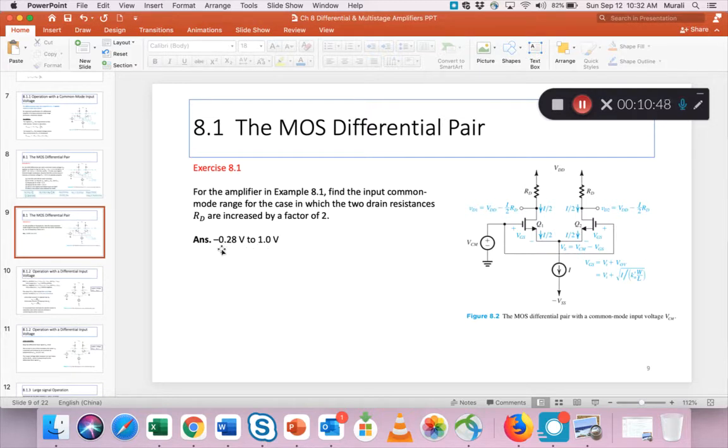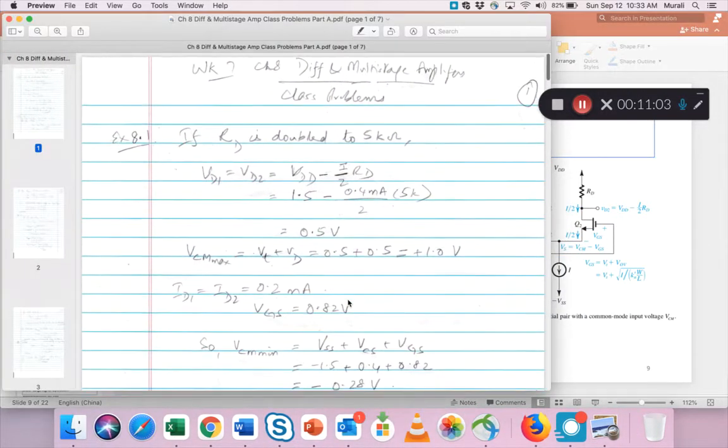It's gone from minus 0.28 to 1. Previously, I think it was minus 0.28 to 1.75 or 1.5. So the range has definitely fallen. But how to do that is in my PDF. It's called Class Problems Part A, page 1 of the PDF, exercise 8.1. If RD is doubled to 5K, then VD1 equals VD2 equals VDD minus half RD, which becomes 0.5 volts.